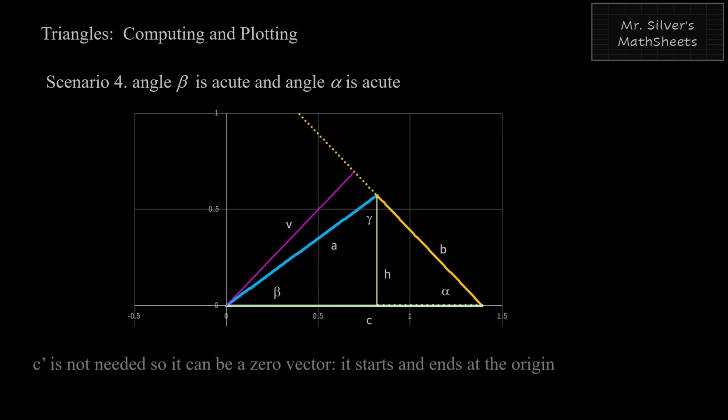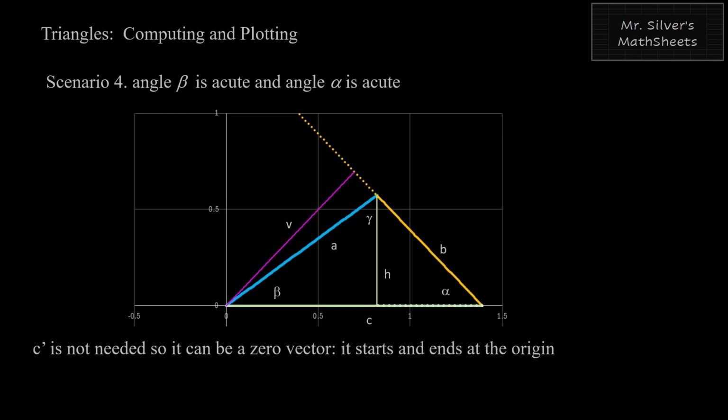Okay, and this is like base case 1. In this case, C prime is just not needed. There's no extension necessary for C. As for B prime, it starts at the apex and it goes off to the left by an angle alpha.